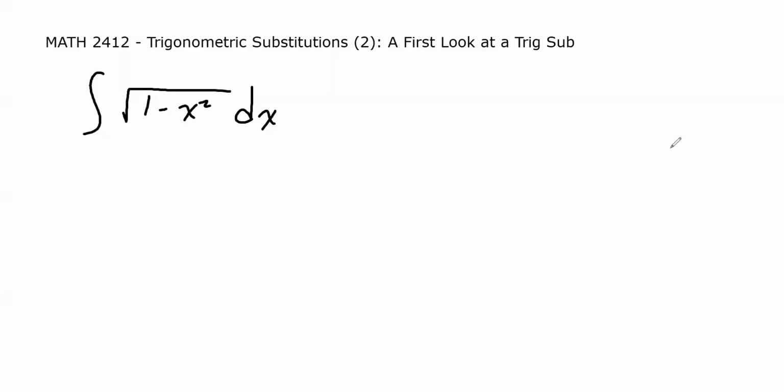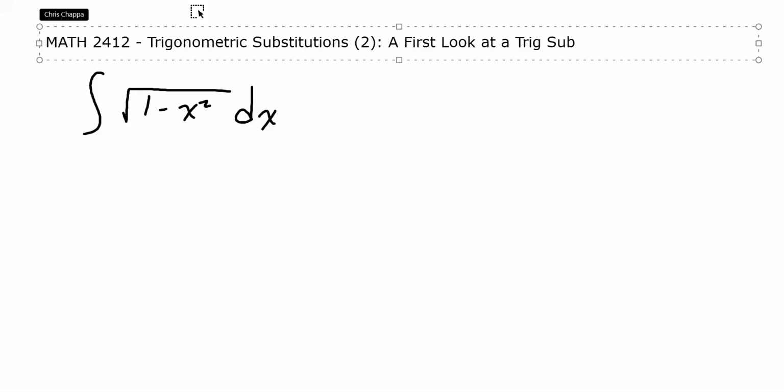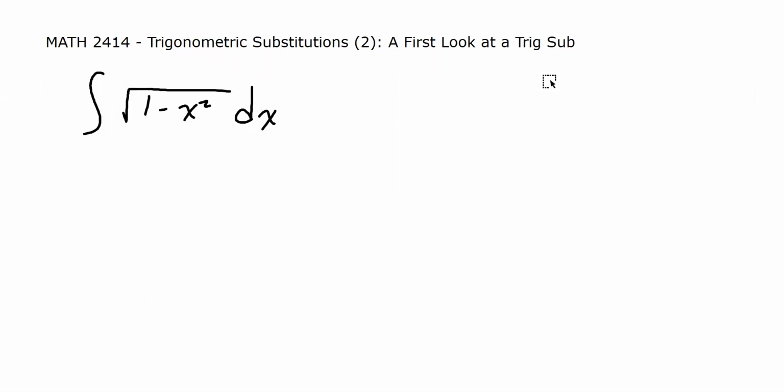Math 2414, excuse me, not the right class. 2412 is calculus, and although we definitely need to know some calculus for this, this is Math 2414, Calculus 2. All right, Math 2414, Trigonometric Substitutions 2. First look at a trig sub.